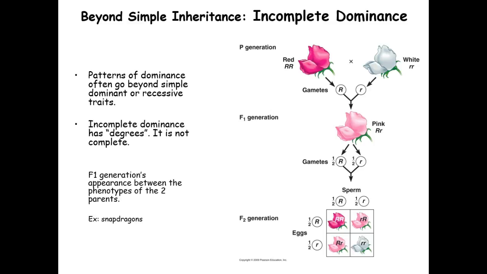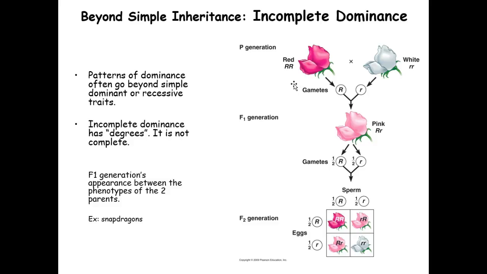So let's talk about incomplete dominance. What we were talking about before was dominant means you had one or the other. Here, they're both dominant at the same time, so both traits are shown. In plants, it's a little easier to see, and then we'll talk about some human examples.